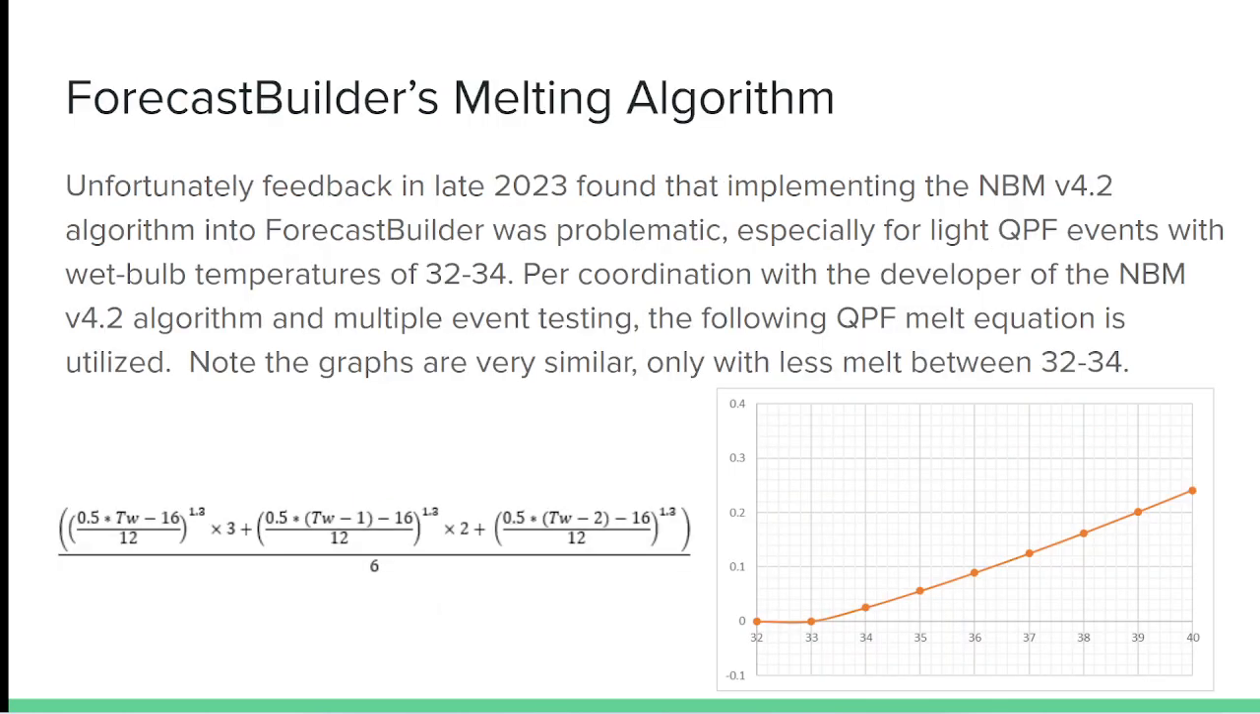The NBM version 4.2 algorithm was tried in ForecastBuilder, but immediately problems were showing up, especially for light QPF events. Thus, per coordination with the developer of the algorithm for NBM version 4.2, we adjusted ForecastBuilder to the equation you see here. It results in less melt-in in that 32 to 34 range, which helps address both temperature and precipitation type uncertainty in this area, and then it follows the NBM version 4.2's curve thereafter. The reason we have to deviate here from the NBM algorithm comes from a number of factors, including that snow amount is being derived from a single forecast, whereas up to 100 inputs are deriving an NBM forecast.